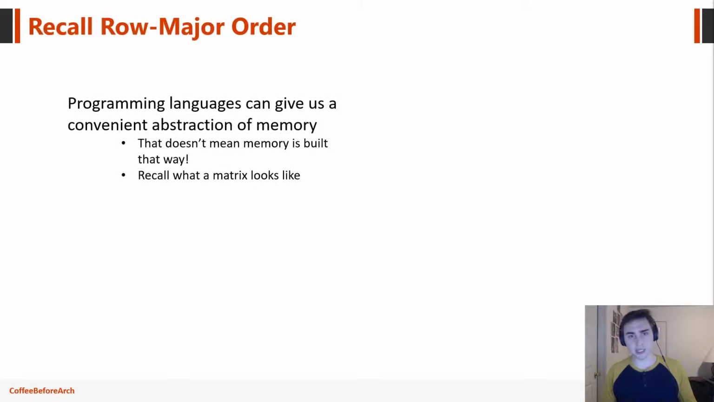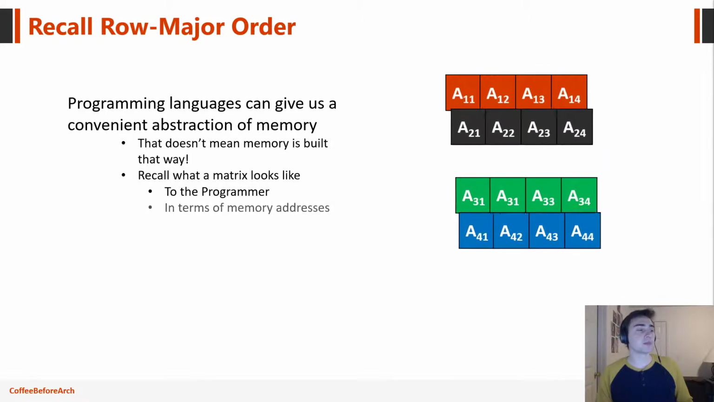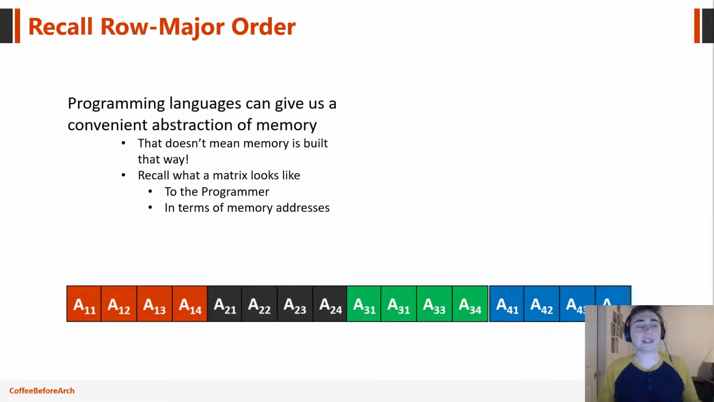So let's start out. We need to recall row major order. Programming languages can give us a convenient abstraction of memory. We can do whatever we want with it, as long as we do legal operations. But just because we're looking at memory a certain way doesn't mean it's built that way. So recall what a matrix looks like when we program it. It looks like a square matrix to the programmer. But in terms of memory addresses, we use row major order. So this is actually going to look like one linear set of addresses, a big linear address space.